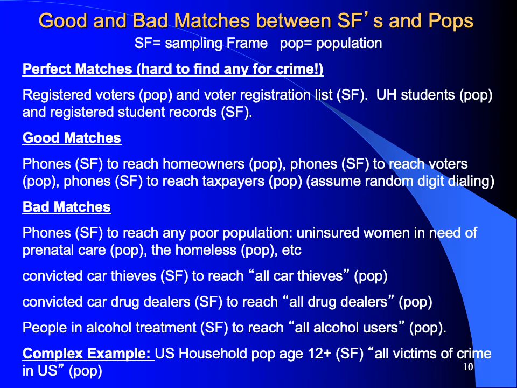Let me give you a bad match. What if my population was poor people? Think of any poor population you could think of: uninsured women in need of prenatal care. The homeless is a great example. Now that they have cell phones, I bet there are actually people who are homeless who have cell phones, but let's pretend you were thinking of landlines. Even if you were thinking of cell phones, that's probably a pretty bad match. For homeless people as your population, a good proportion of that population does not have phones. So using a sampling frame of phones to reach homeless people is a bad match.